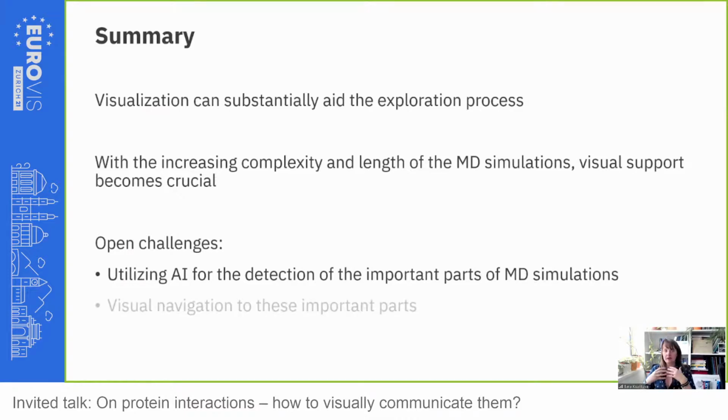And of course, once we have the individual parts detected, then we need to provide the user with some visual cues on how to explore these individual parts in the best possible way. So some visual navigation to these parts is something which is partially solved, but there are still many, many open challenges. And we are looking forward to working on this right now, basically.